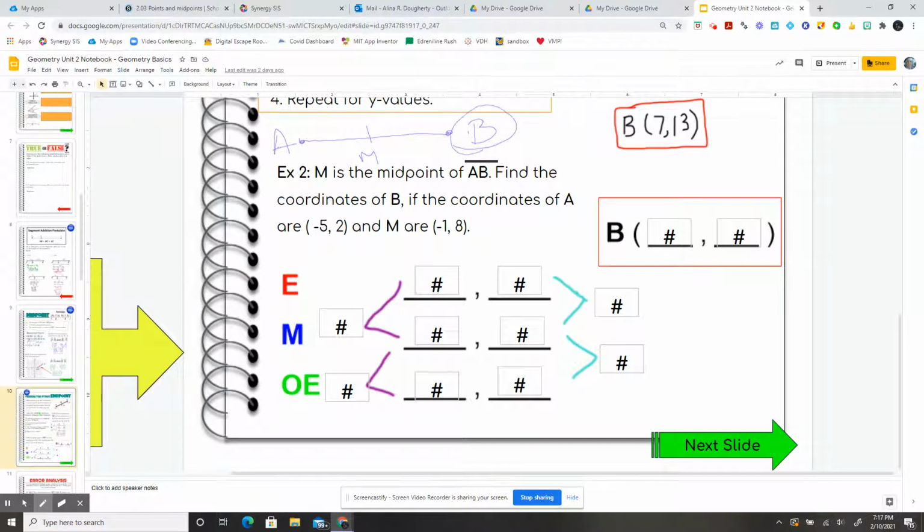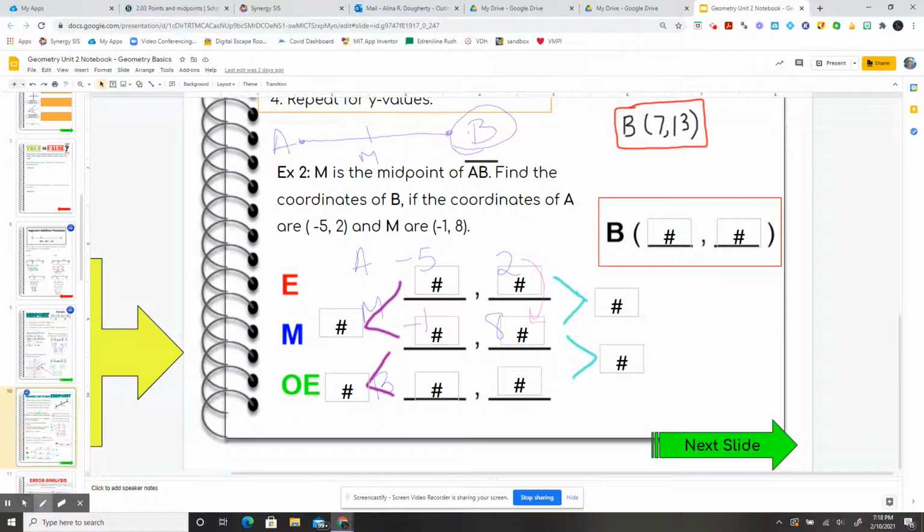So I'm looking for an endpoint. If the coordinates of A are -5, 2, and M is -1, 8, right? We've got the A, we've got the M, and we've got the B. So now what I want to do is find out what the pattern is here. And I'm going to start on the Y side this time.